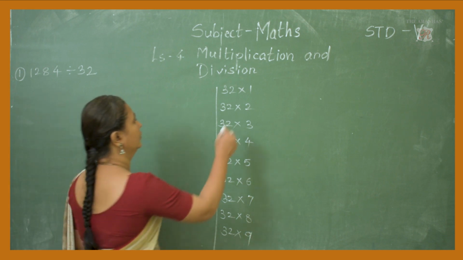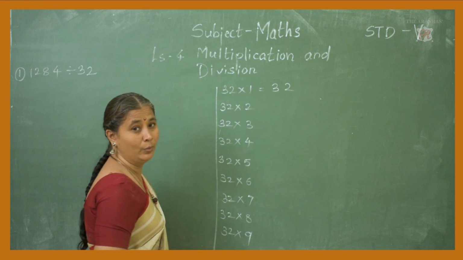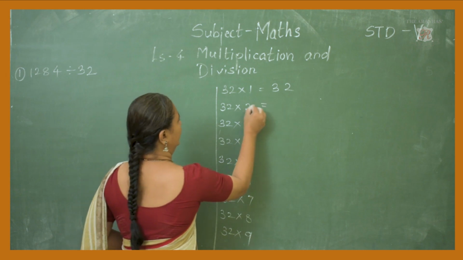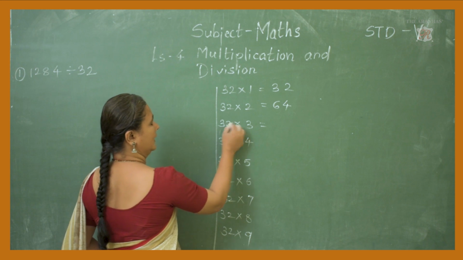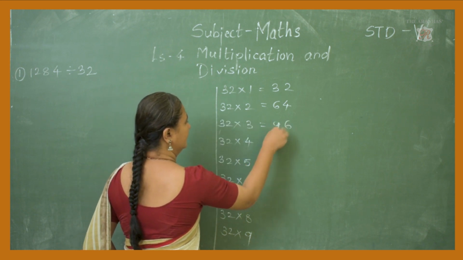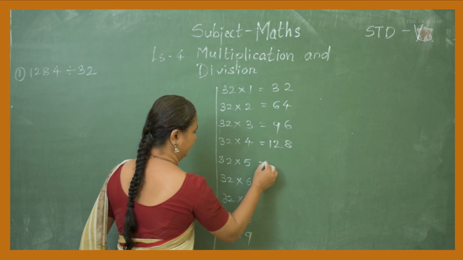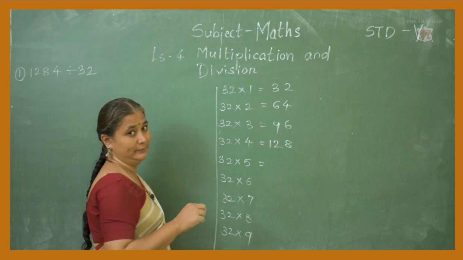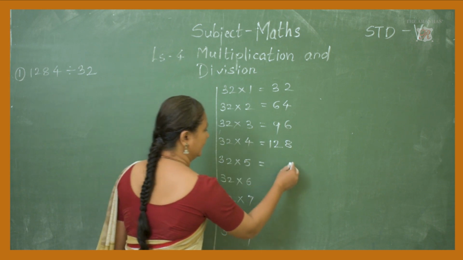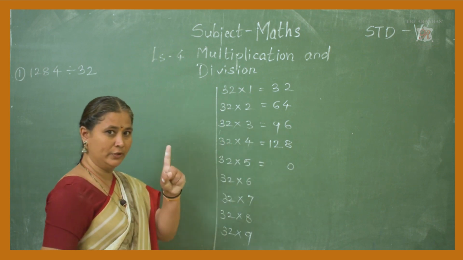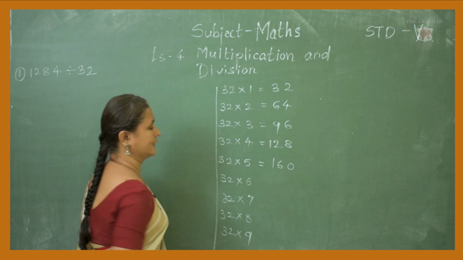Okay, now start: 32 into 1 is 32. Then 2 2s are 4, 2 3s are 6, 3 2s are 6, 3 3s are 9, 4 2s are 8, 4 3s are 12, 5 2s are 10. Now what I told, don't write the carry over, isn't it? So 10: 0 for the answer, 1 for the carry. 5 3s are 15, 15 plus 1, 16.